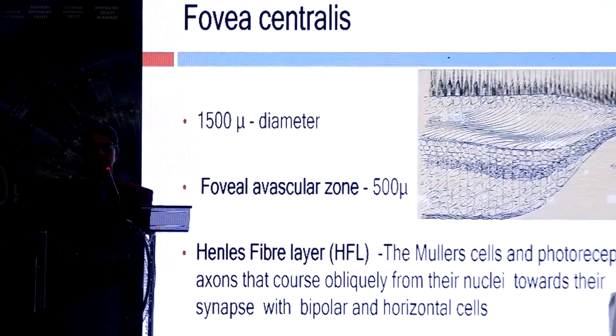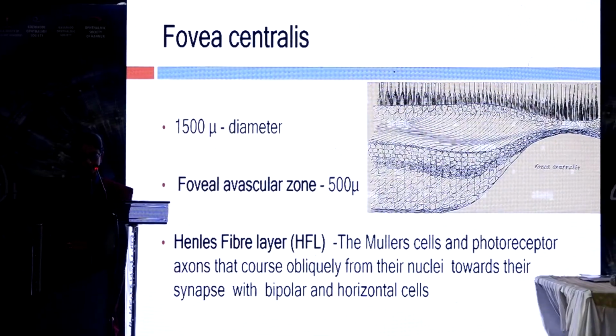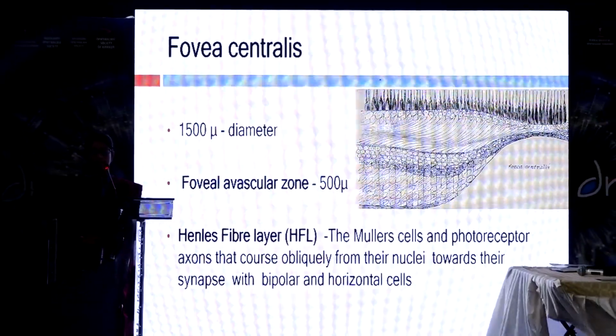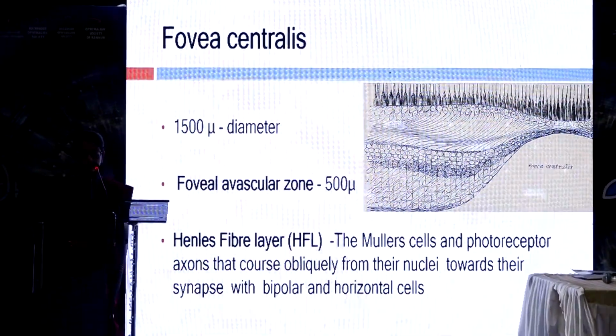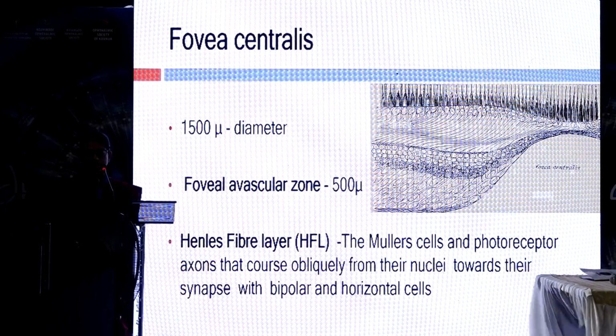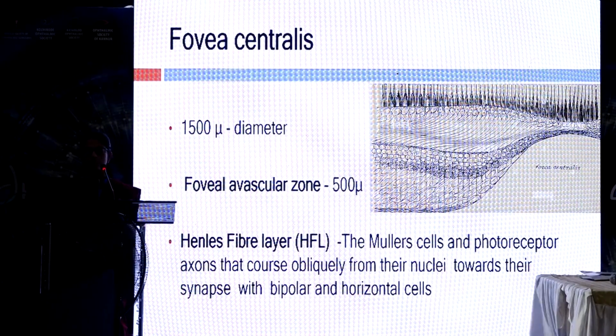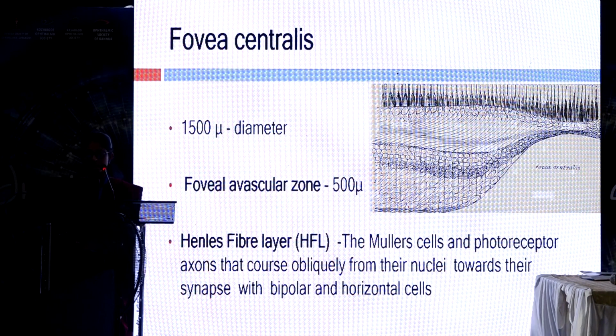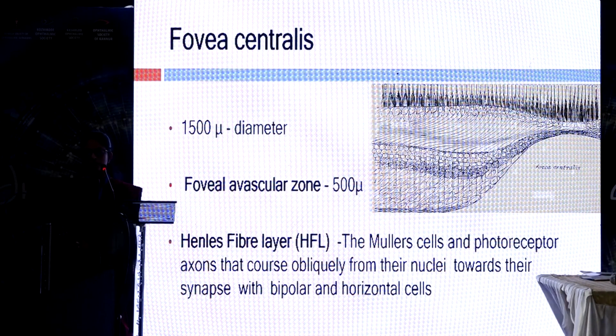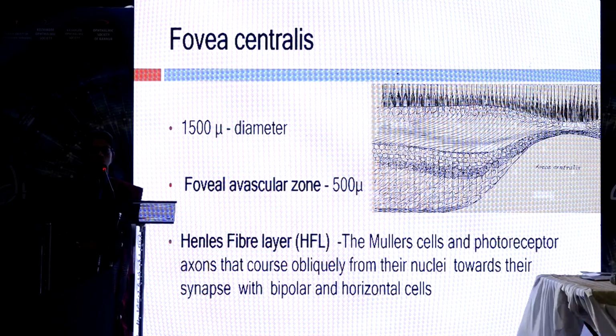The fovea centralis is a 1500 micron diameter area. It contains the foveal avascular zone with an average diameter of 500 microns, and also contains the Henle's fiber layer. These are the Muller cells and photoreceptor axons that go obliquely from the nucleus towards the synapse with the bipolar and the horizontal cells.